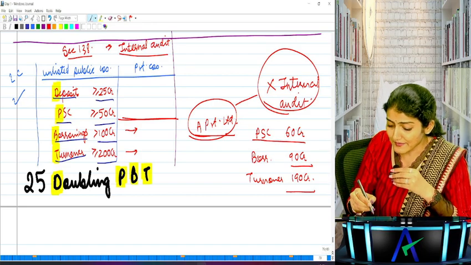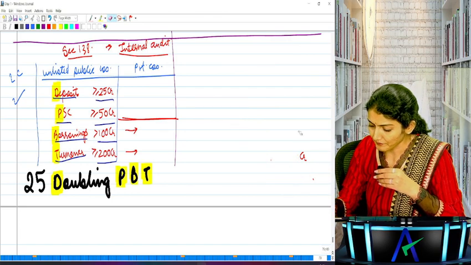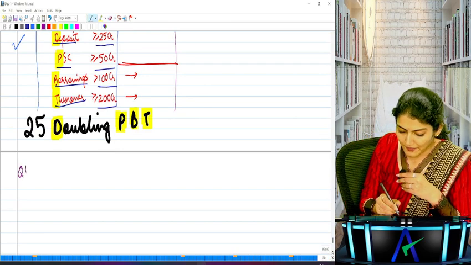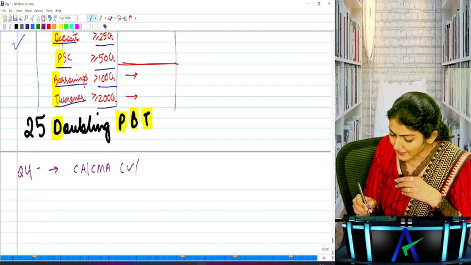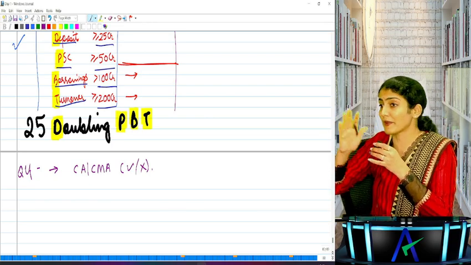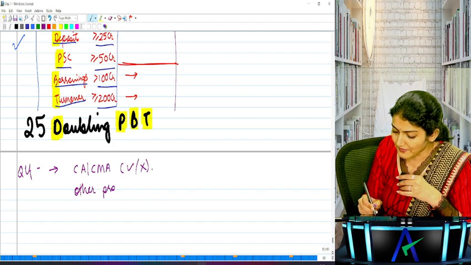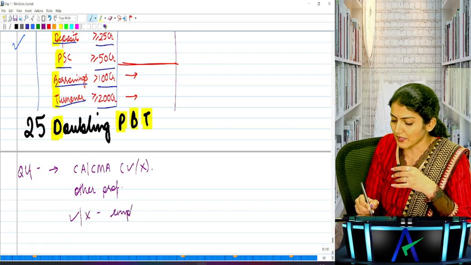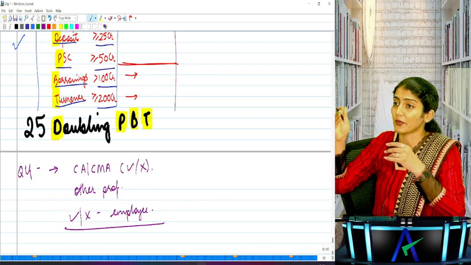Right. Then once they need to appoint an internal auditor, who can be appointed as an internal auditor? What are the qualifications for internal auditor? Chartered accountant or a cost accountant, whether engaged in practice or not. So maybe practicing CA, maybe practicing CMA, or maybe non-practicing. Or what does it say? Any other professional, as may be decided by the board of directors, and he may or he may not be an employee of the company.